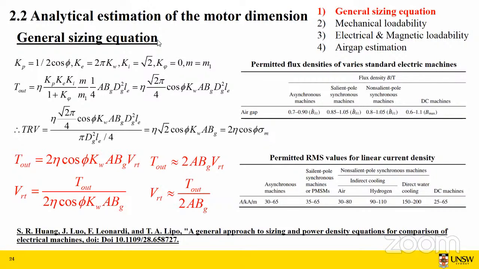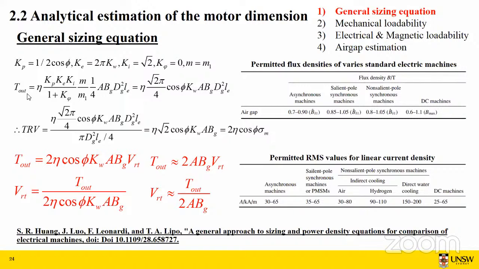This is the general sizing equation. Actually, the most widely used general sizing equation was proposed by Dr. Huang when he was working with a very famous professor, Thomas A. Lipo. This equation is proposed in a paper published in 1998, but it's still widely used. Okay, so this is the equation.